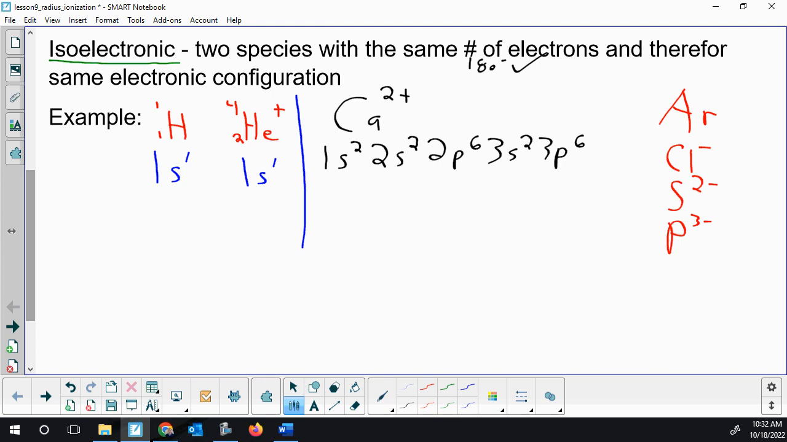If we go after argon, we already did calcium losing 2. Potassium would have 19 when it's an atom. So it's got to lose 1 to go from 19 down to 18. So potassium plus would be isoelectronic. Okay. I'm going to stop there, but you could start working into the D block.